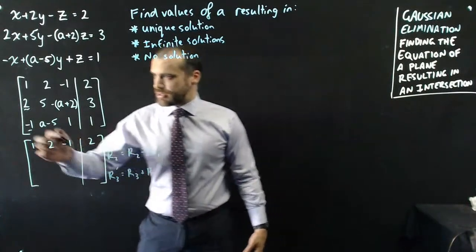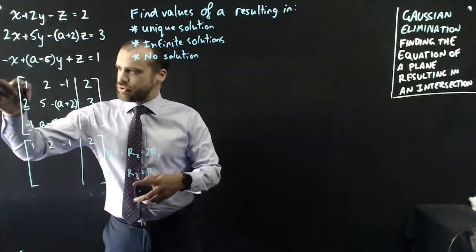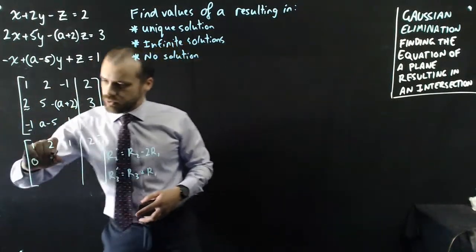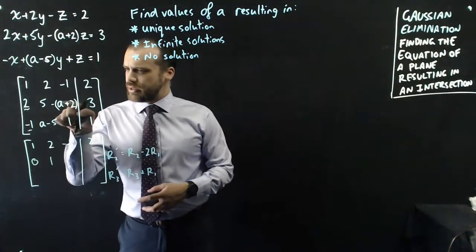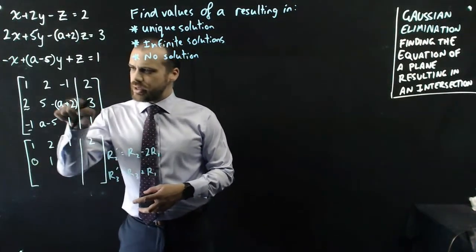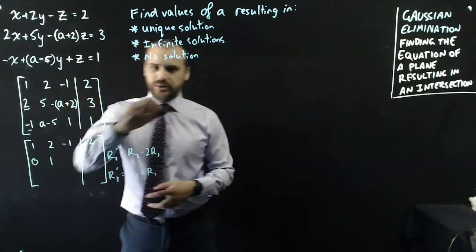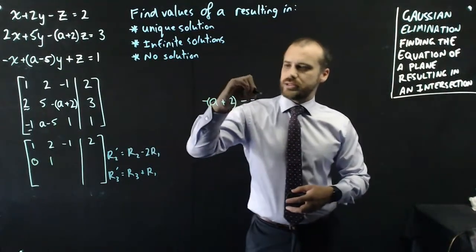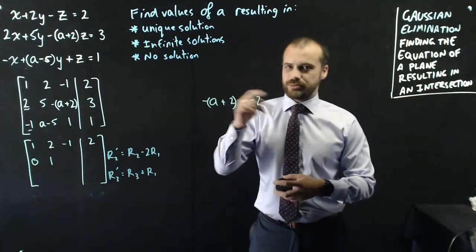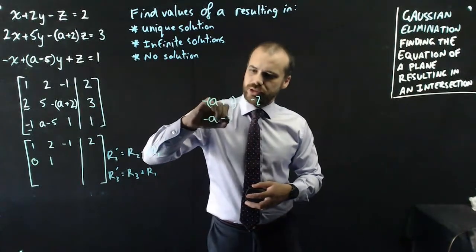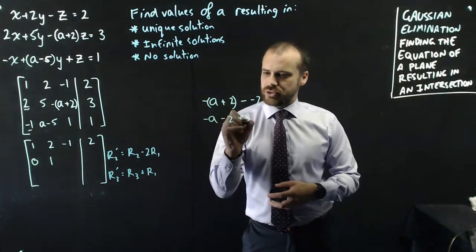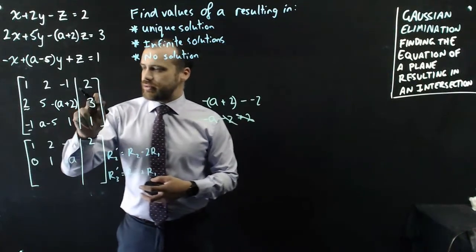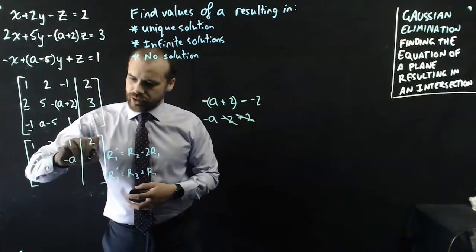So let's just be careful about it. So 2 minus 2 times this, so that's going to be 0, that's what we wanted. 5 minus 2 times this, 5 minus 4 is 1. And now we come to this thing. Negative a plus 2 minus 2 times 1. All right, let's just write it out. Negative a plus 2 minus 2. All right, so that's plus 2. But that's negative a minus 2, that bit there. And then I'm adding 2 to it. All right, so I'm just left with a negative a.